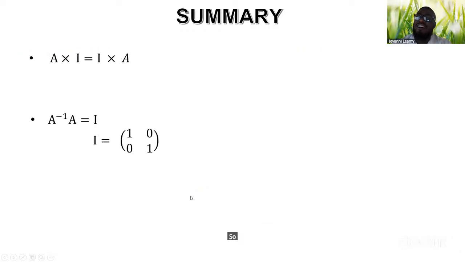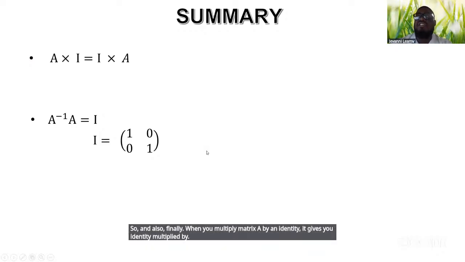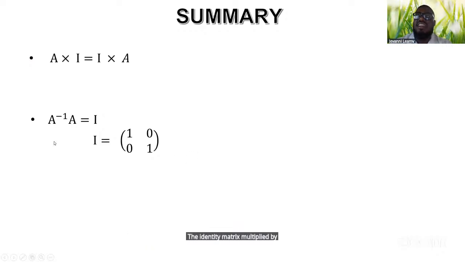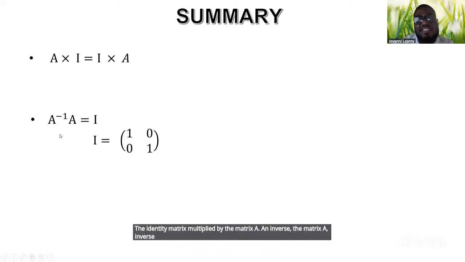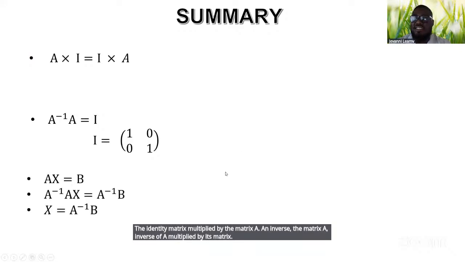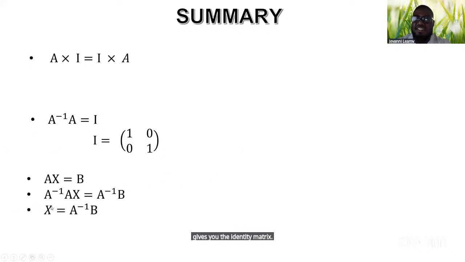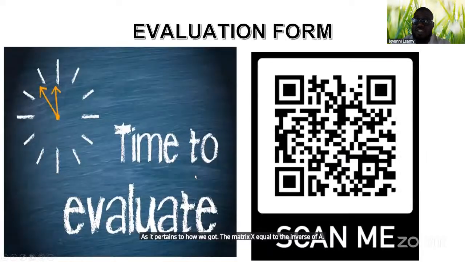And also finally, when you multiply matrix A by the identity, it gives you the identity matrix multiplied by the matrix A, and the inverse of A multiplied by matrix A gives you the identity matrix. These are just some proofs as it pertains to how we got the matrix X equal to the inverse of A multiplied by B. So I leave you all with that.